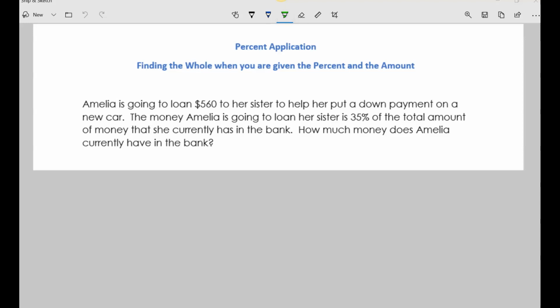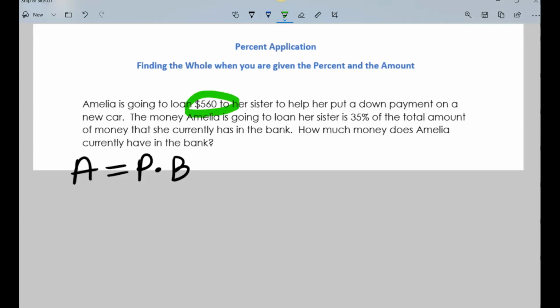So let's start highlighting here. Well, actually, let's write our formula. So we know our formula is amount equals the percent times the base. And let's start highlighting. So she's going to give $560 to her sister. That's the amount. And the reason I know that's the amount is because that is a portion of the amount of money she has in her account. She has more money in her account. She's taking $560 of it to give to her sister.